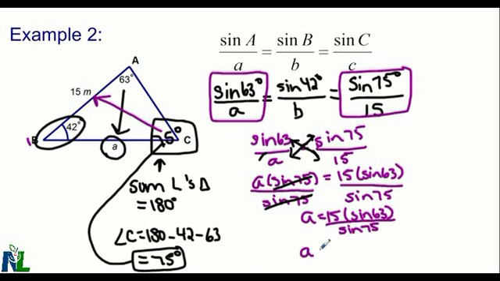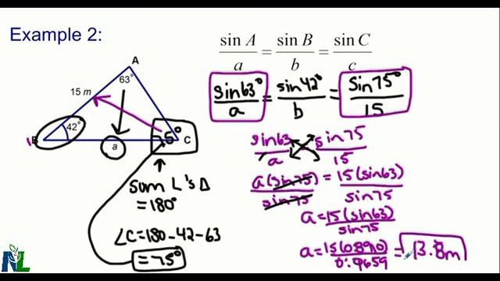So on my calculator, I'm going to put in the sine of 63, and I'm going to round that to 4 decimal places. So I'm going to hit sin 63 on my calculator, and I'm going to get 15 times 0.8910 divided by 0.9659. And then I put in 15 times 0.8910 divided by 0.9659 on my calculator. I get an answer of 13.8 meters. So my side length, A, that I'm looking for, is 13.8 meters.